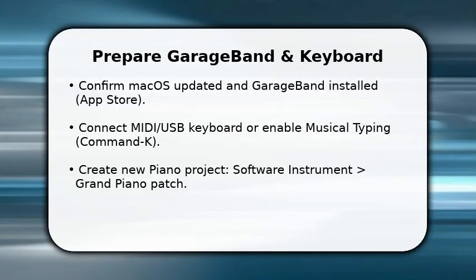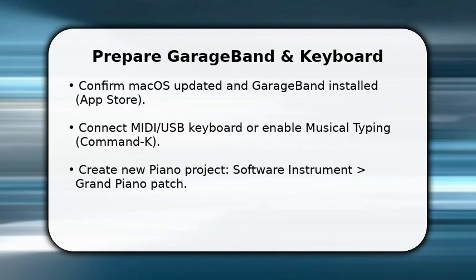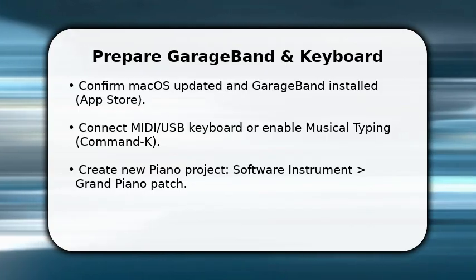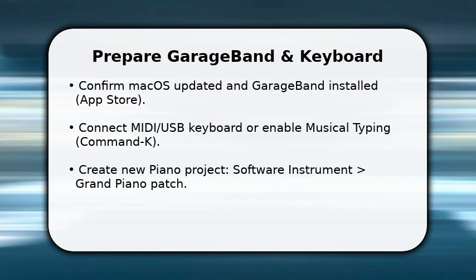You start by opening GarageBand and creating a software instrument track set to a grand piano patch. This gets you into the right signal path fast. Once done, connect your MIDI or USB keyboard, or press Command-K to enable musical typing if you lack hardware. Make sure GarageBand input is set to the keyboard in Preferences Audio/MIDI so notes register. This prevents latency surprises and makes subsequent recording and editing behave predictably.